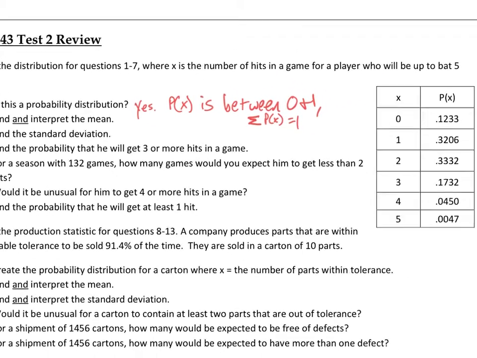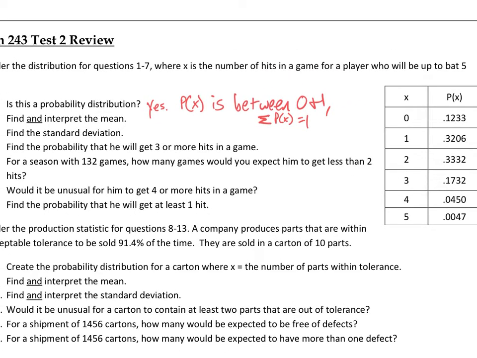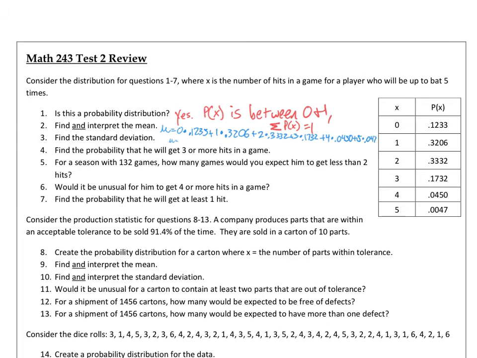So find the mean. We're going to multiply x times p of x and add them up: multiply and add, multiply and add, multiply and add. You just do that on your calculator and you'll end up with 1.7101. The question also asks us to interpret this. This is the expected value, so he can expect 1.71 hits per game. So the mean is the expected value.